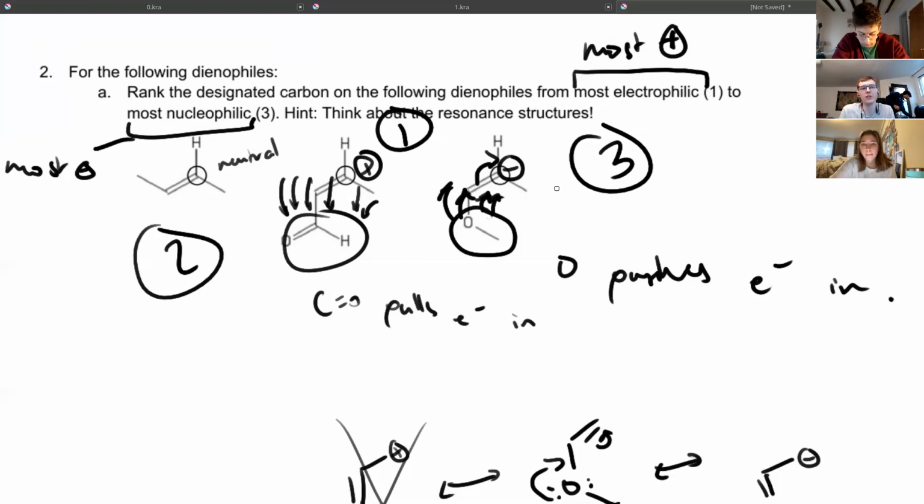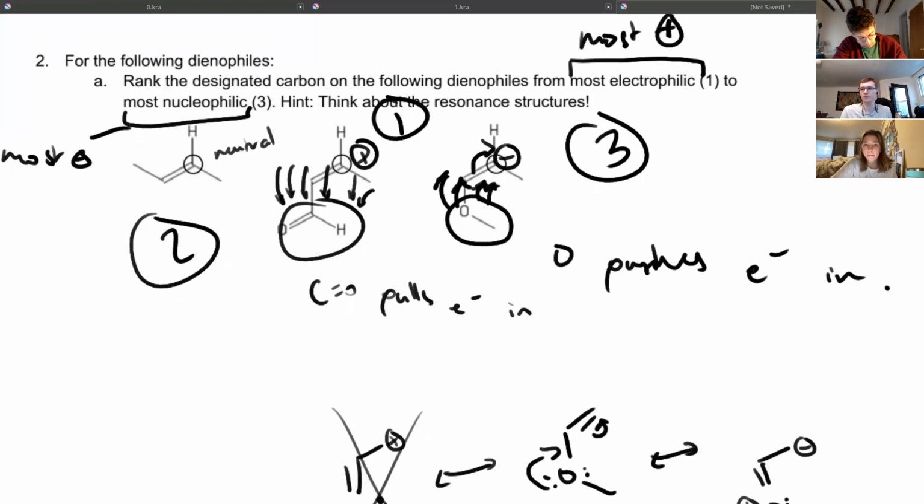Okay. This is the way that I personally really like to think about it, in terms of pushing and pumping electrons in or pulling them out towards yourself. That's, for me at least, the nice way of thinking about dienophiles or dienes, both of them. It works the same way on either one. Whatever's attached will either push electrons in or pull them out. So. Okay.